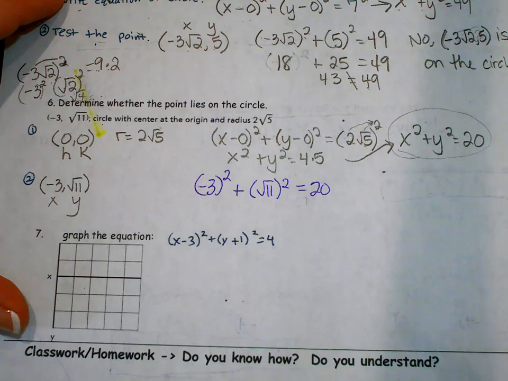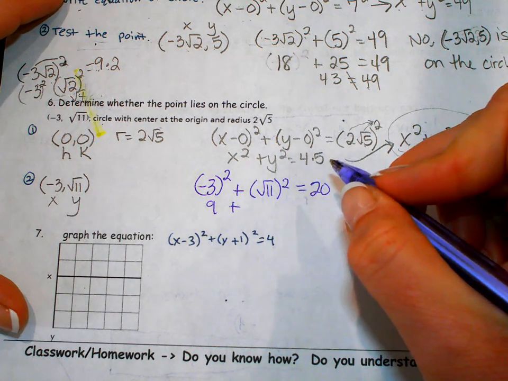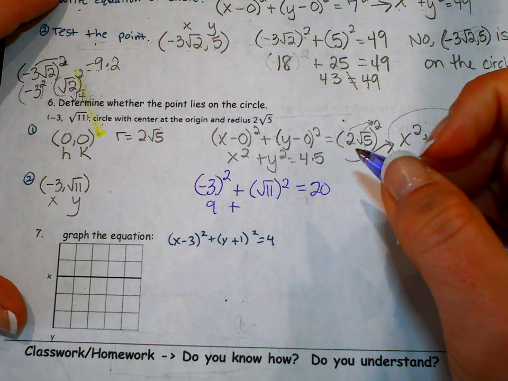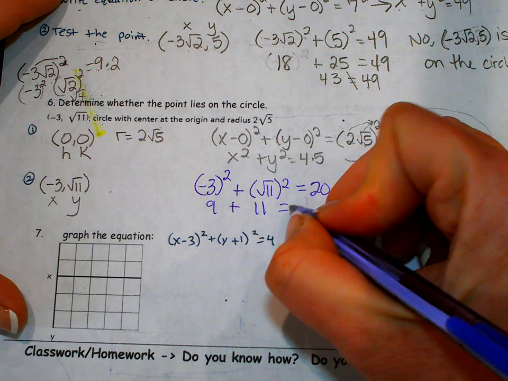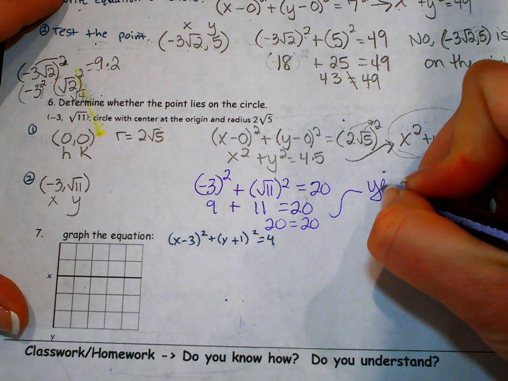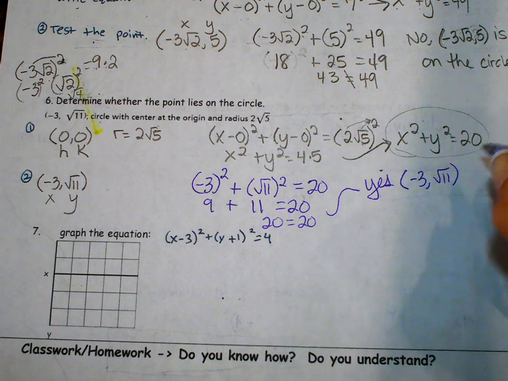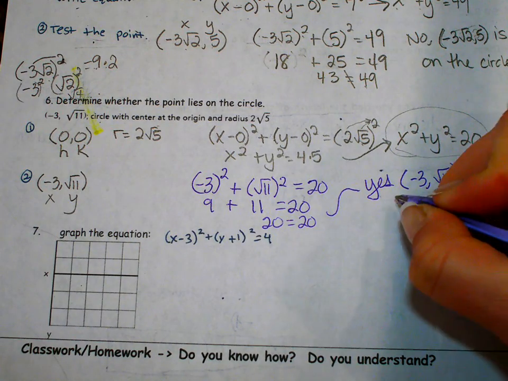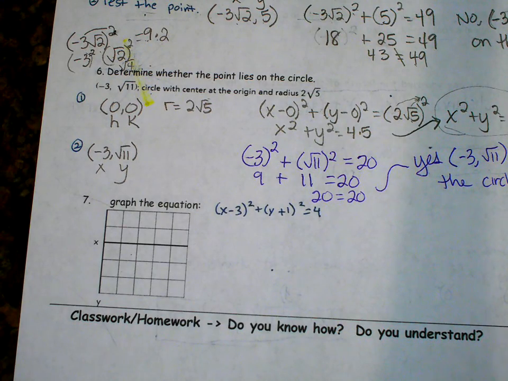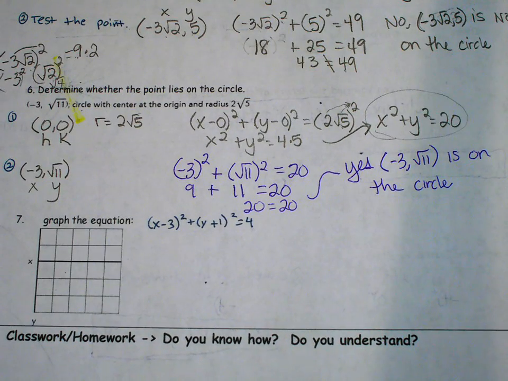Well, negative 3 times negative 3 is 9. Radical 11 squared is radical 121. Radical 121 is a perfect square. It's 11. So it's 9 plus 11 equals 20. And 20 does equal 20. So I'm going to say yes. Negative 3 comma radical 11 is on the circle. All right, so we got number 6 complete.